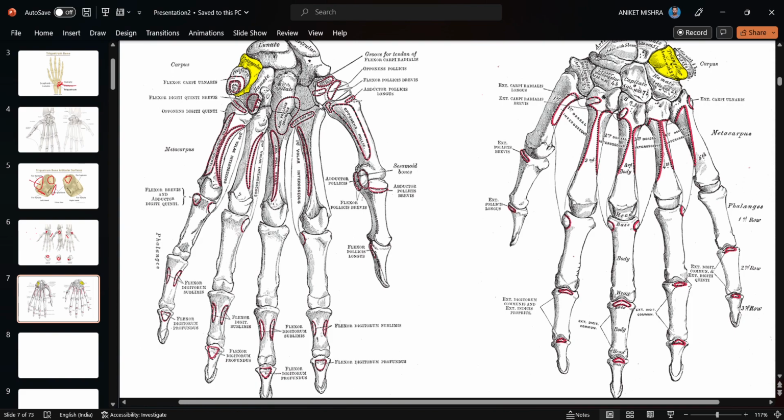When we talk about its ossification, it begins to ossify at 3 years and is completed by 6 or 7 years of age. That's all for the triquetral bone.